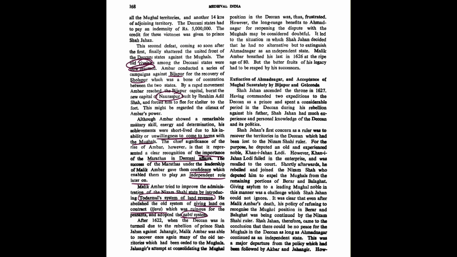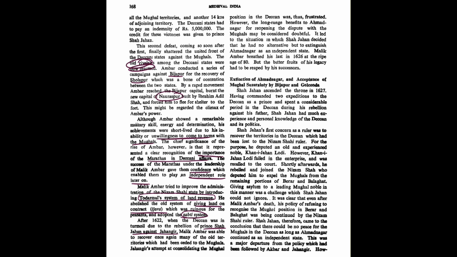After 1622, when the Deccan was in turmoil due to the rebellion of Prince Shah Jahan against Jahangir, Malik Ambar was able to recover once again many of the old territories which had been ceded to the Mughals. So Shah Jahan was against his own father Jahangir, and Malik Ambar took advantage of the situation by trying to recover most of the territories which were previously ceded to the Mughals.